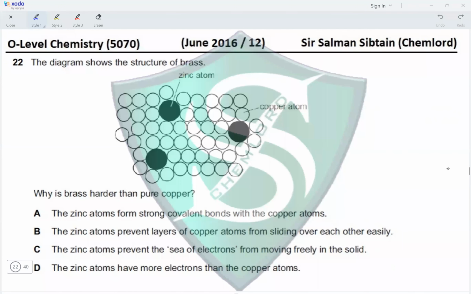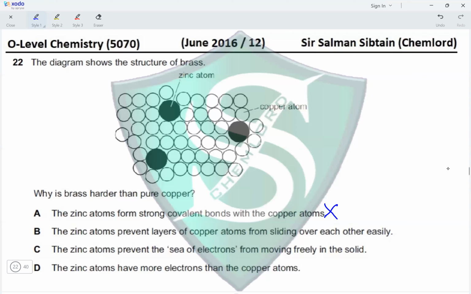Question 22. The diagram shows the structure of brass. So we've got zinc atoms and copper atoms making the structure of brass. It is a mixture of zinc and copper. Why is brass harder than pure copper? So the zinc atoms form strong covalent bonds with the copper atoms? No, it is a metal. Even the alloy brass is a metal. So the only bonding that will be present in this structure would be metallic bonding.